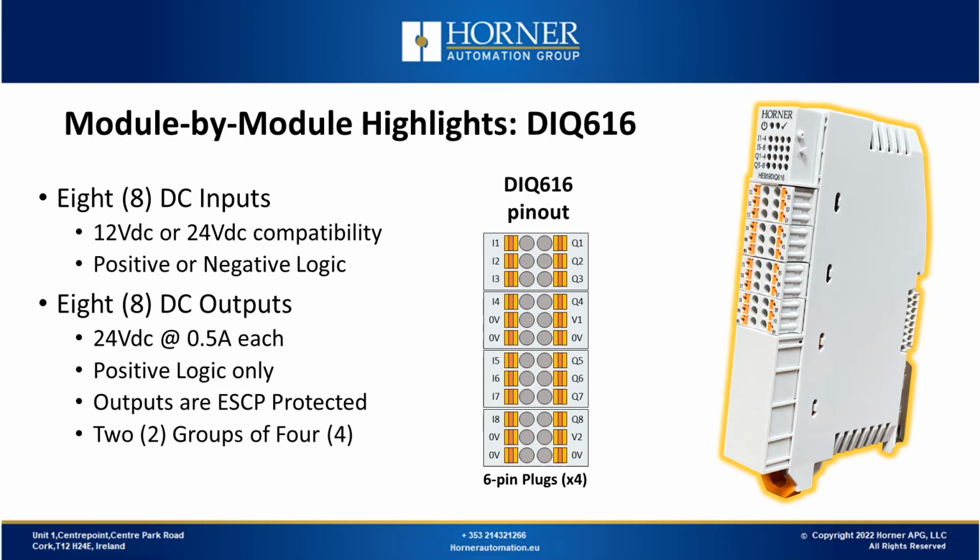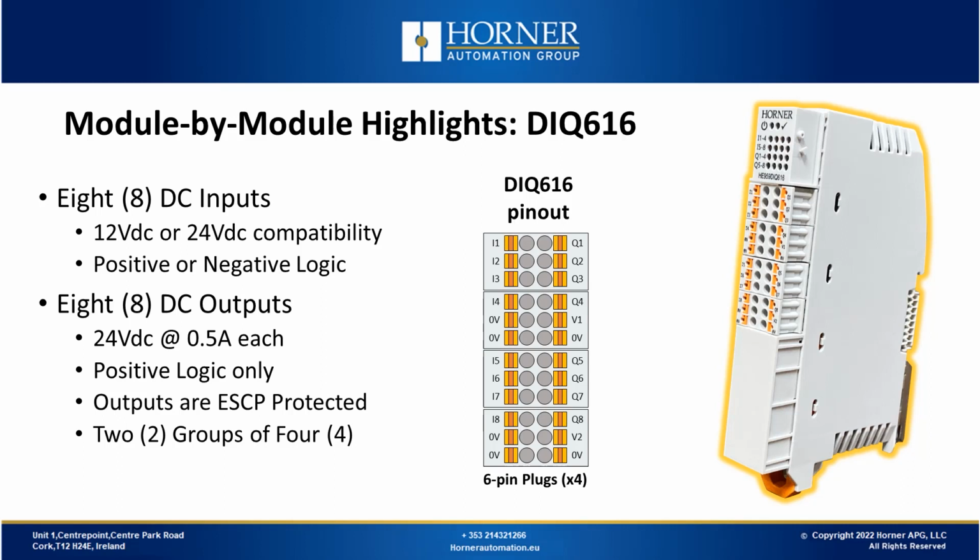Firstly, the DIQ616. This has 8 DC inputs and 8 DC outputs, and that density, which is currently the highest density we sell, helps make it a very popular module. Some of the advantages are the fact that you can use either 12 volt or 24 volt signal levels with this module, and you can choose to use either positive or negative logic. On the output side, there are 8 solid half amp outputs at 24 volt DC, only available in positive logic.